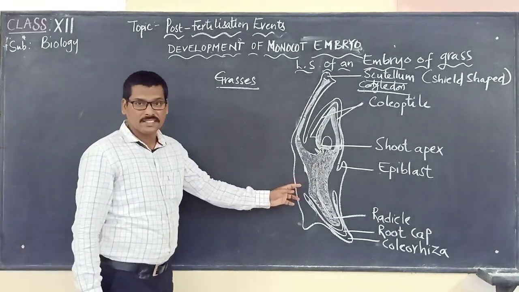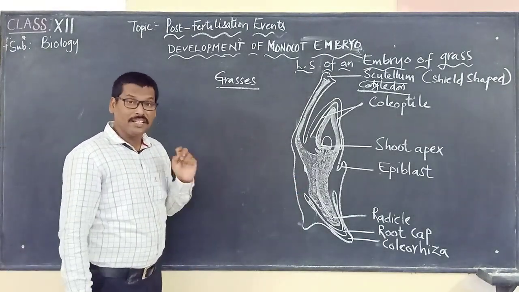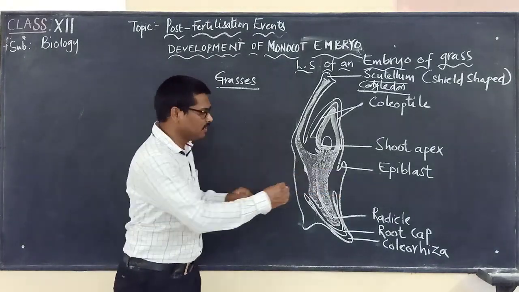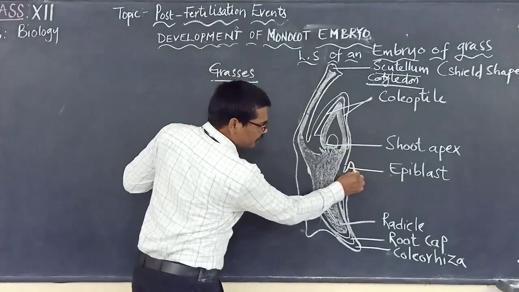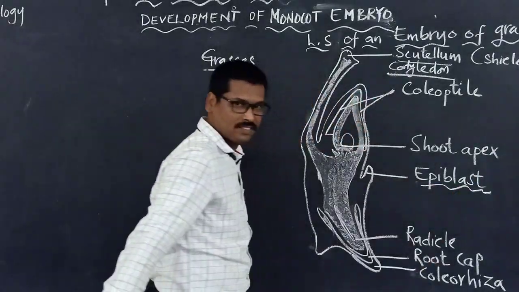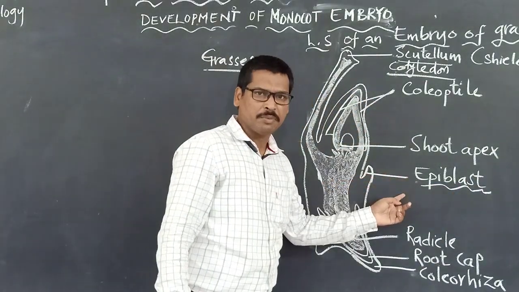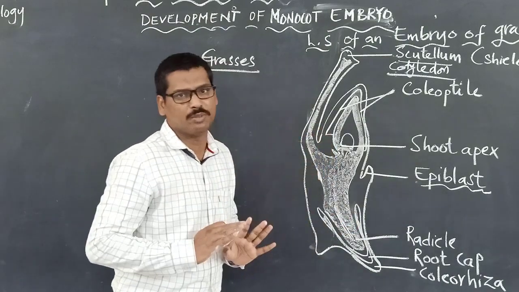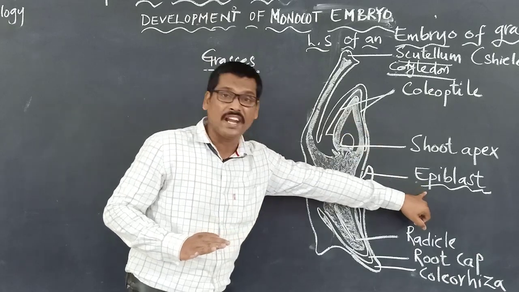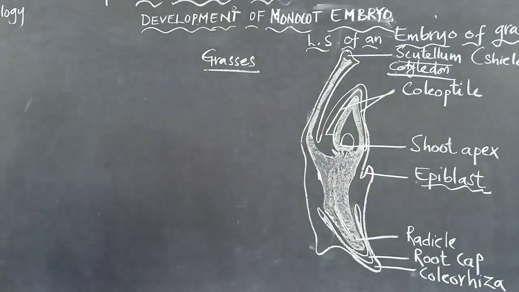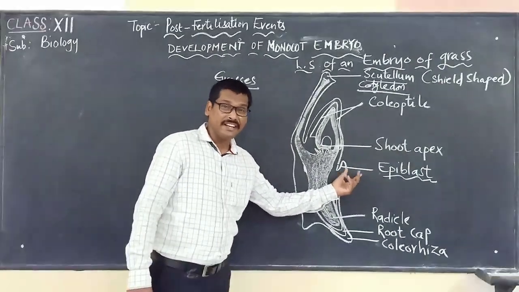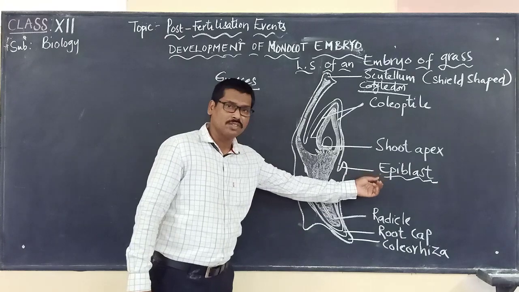So in grasses, the second cotyledon is highly reduced. Here, this is actually the second cotyledon, which is highly reduced, and we call it the epiblast. So you have to remember, the epiblast is the second cotyledon which is highly reduced. In grasses we see that the second cotyledon is highly reduced, called the epiblast.